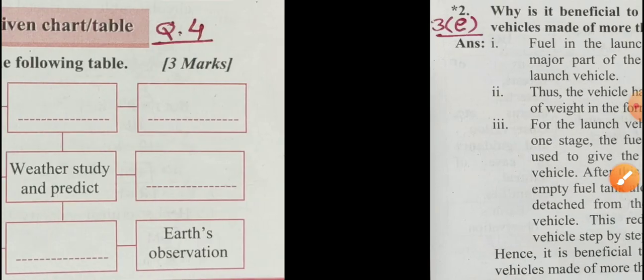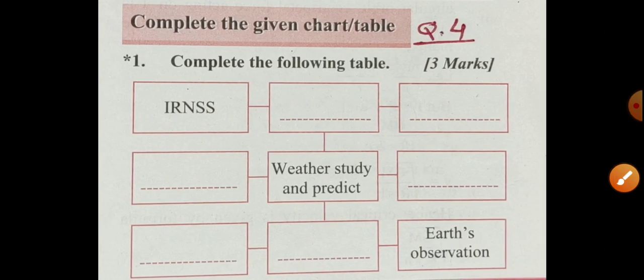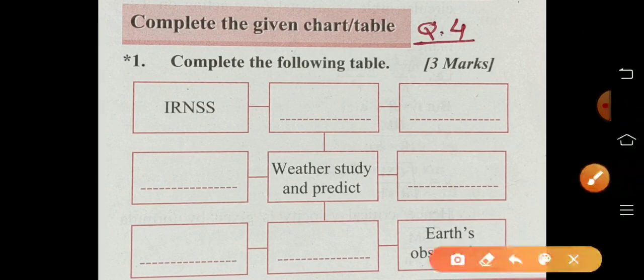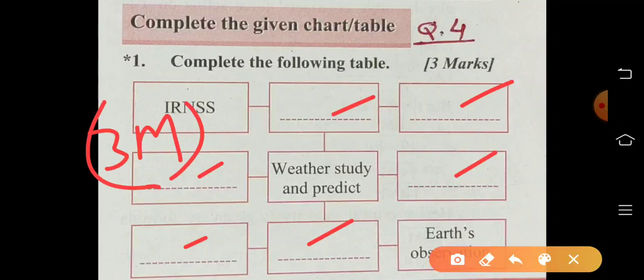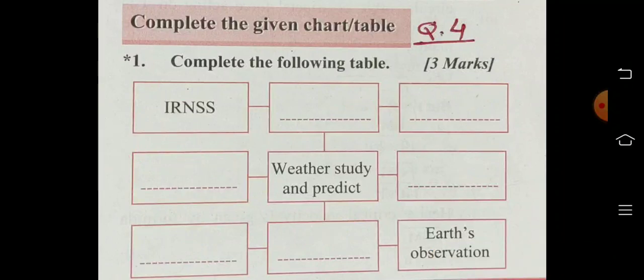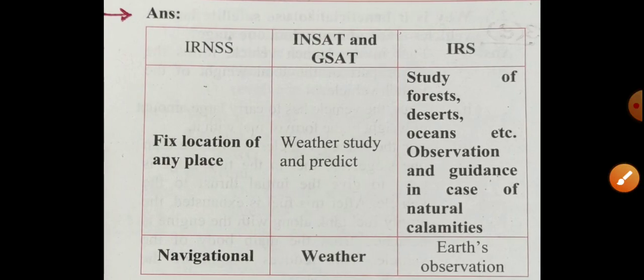Next. Now question number 4 in our textbook. Complete the given chart or complete the given table. Whatever the empty boxes are given, we are writing the answer there. So how many boxes are empty? 6. So this is a 3 marks question. For each one you fill up, you get half a mark. Now see the answer.